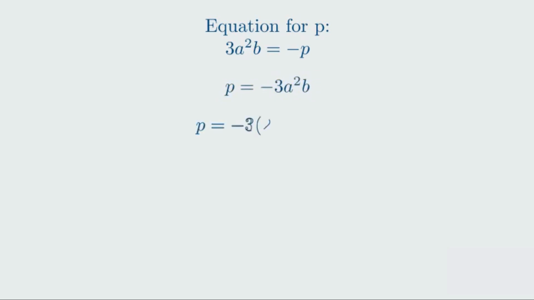Now we can find p. Our equation for p was 3a squared b equals negative p. We can rewrite this to solve for p directly. p equals negative 3a squared b. All we need to do now is substitute our values for a and b into this equation. So p equals negative 3 times a squared, which is 2 squared, times b, which is negative square root of 3. Let's simplify this step by step. First, 2 squared is 4. Next, negative 3 times 4 is negative 12. Finally, negative 12 times negative square root of 3 gives us positive 12 square root of 3.